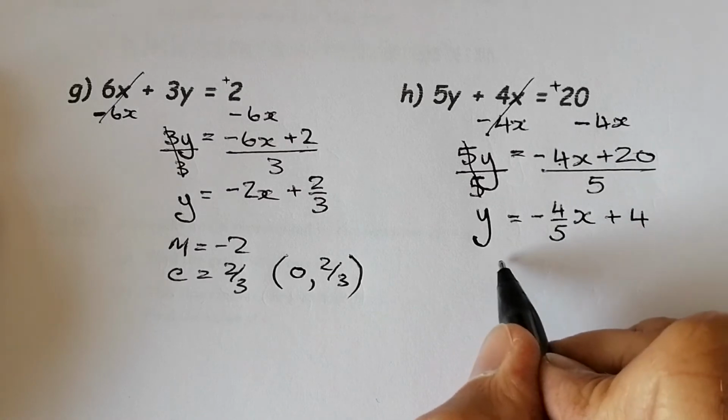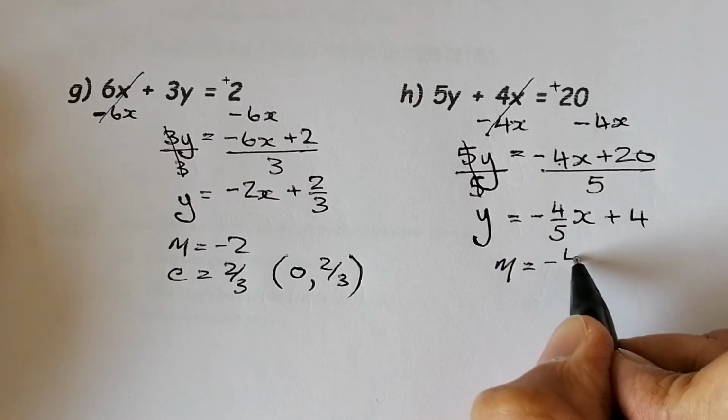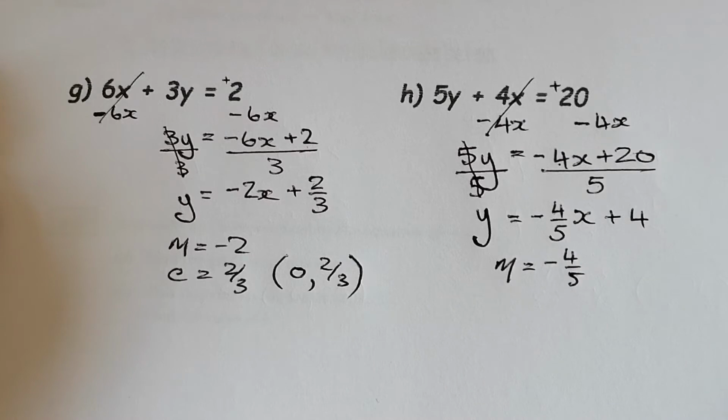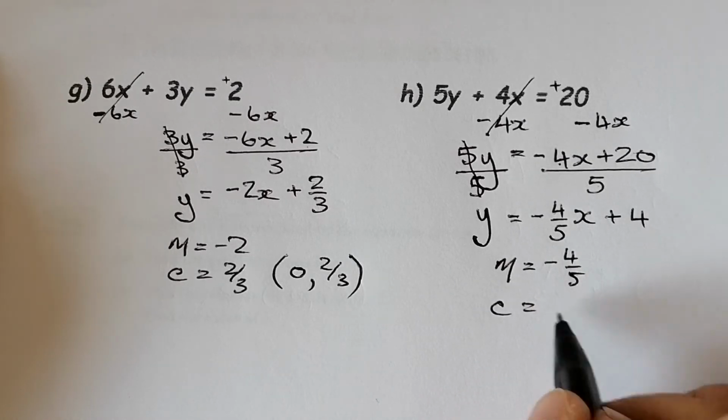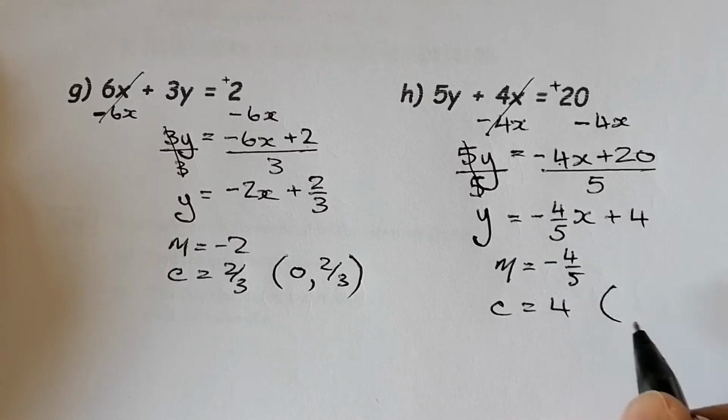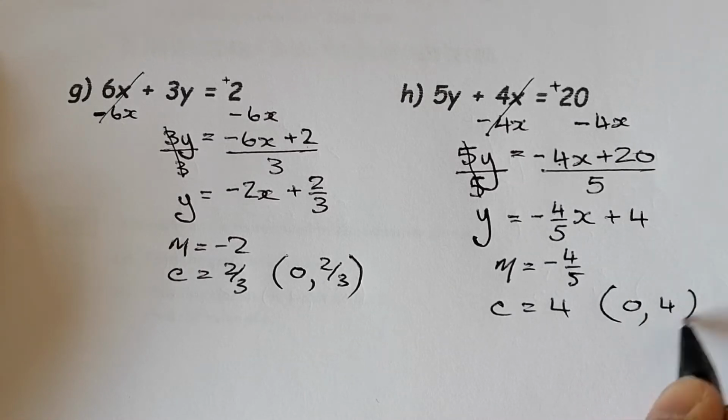So all I'm going to write down is my gradient is equal to, it's a negative gradient, -4 over 5, and my c value is going to be a positive 4 that's sitting there. So my y-intercept, 0, 4.